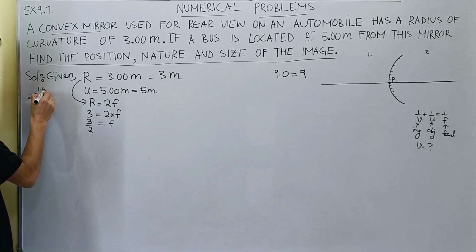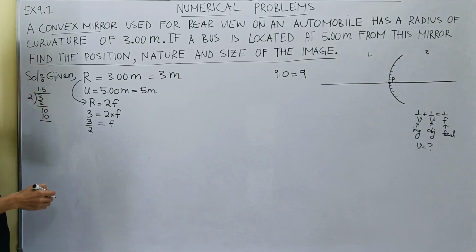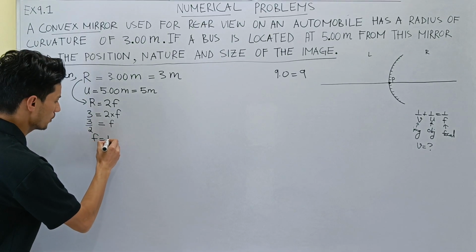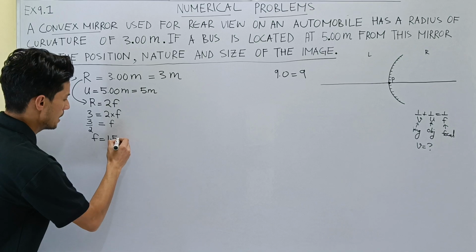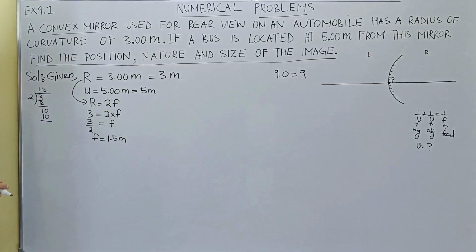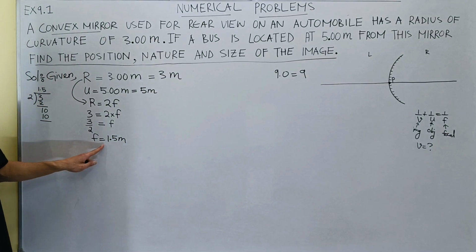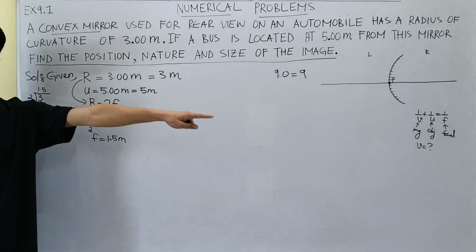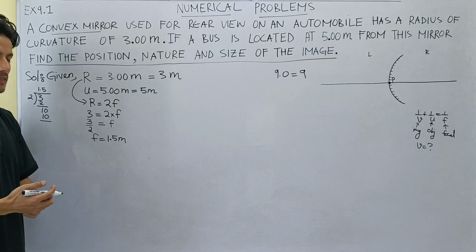2 ones are 2, which is 1.0. 2 fives are 10. So we get the value of f to be, now you just write f like this and write 1.5 meters. Okay, so see, we have our focal length. We have our object distance, and we will be finding the image distance. All right, simple, isn't it?